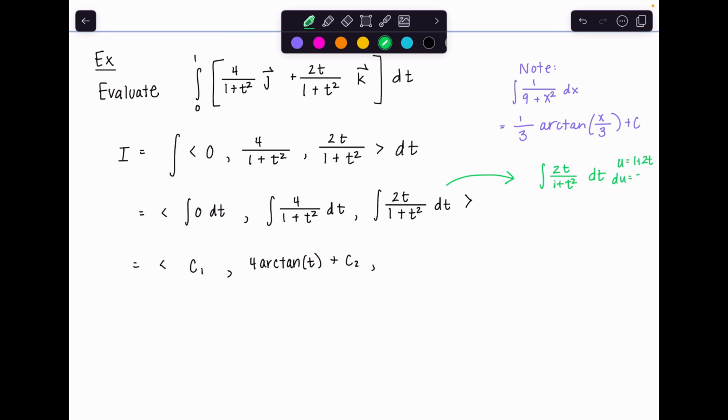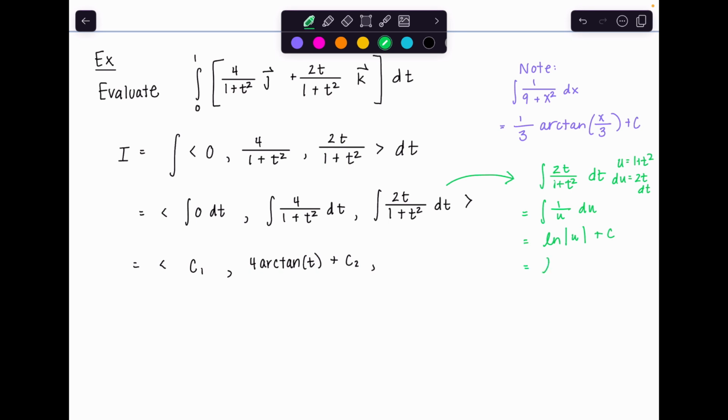Sorry, I wrote that wrong. It is 1 plus t squared. So the derivative is 2t dt. And that's exactly what I have in the numerator. So this is really 1 over u du. Antiderivative of 1 over u is natural log of the absolute value of u plus c.